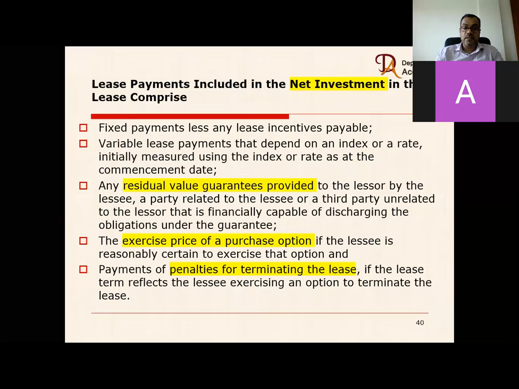Then the penalties. Sometimes penalties may be imposed in the case of termination of lease. This is connected to the losses incurred by the lessor as a result of cancellation. Therefore, that cost is also paid by the lessee.